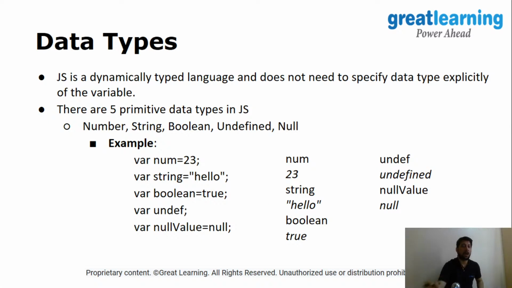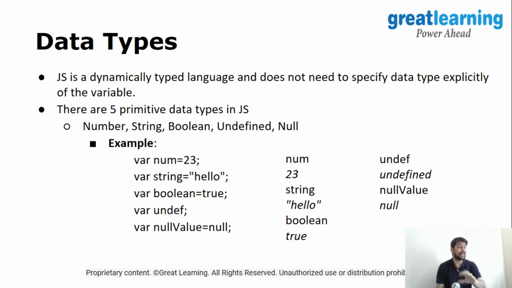Okay, done. Now what about data types? Now this is very important, right? This is the bread and butter of JavaScript. JavaScript, we know now, is a dynamically typed language, and you don't have to specify data type explicitly. That is what you mean by dynamically typed language. You don't have to specify that this is a number, this is a string, this is a boolean, this is an undefined, this is a null.